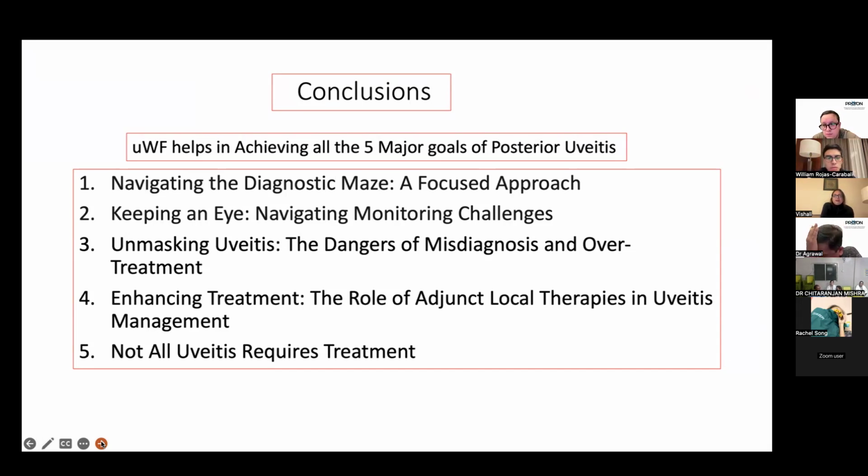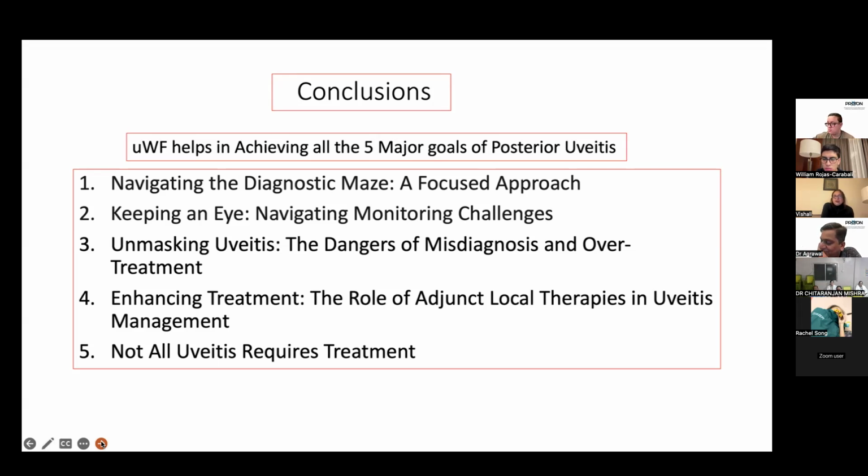Thirdly, it helps in unmasking the uveitis. You can minimize the dangers of misdiagnosis or overtreatment if you are looking into the periphery. For example, the caterpillar here. He was being overtreated because nobody paid attention to the extreme periphery.